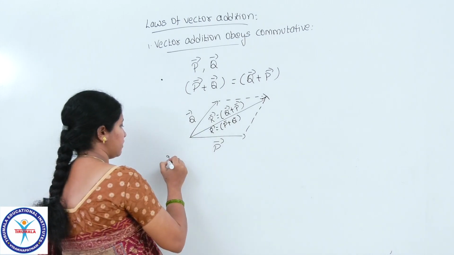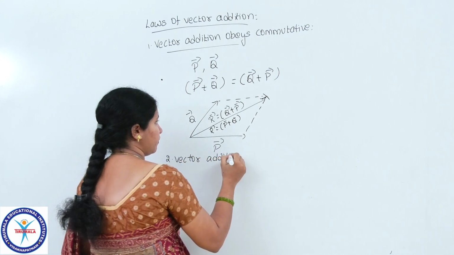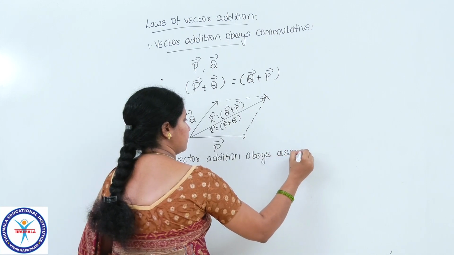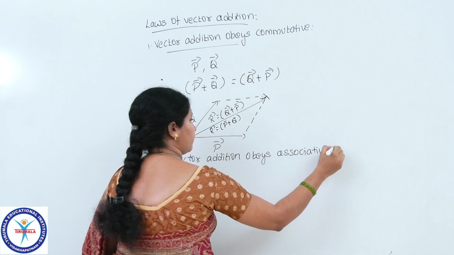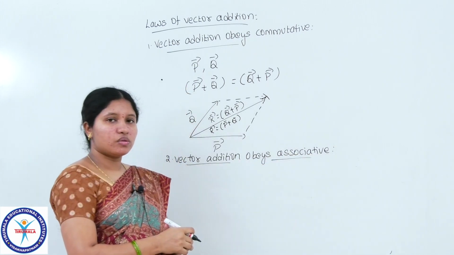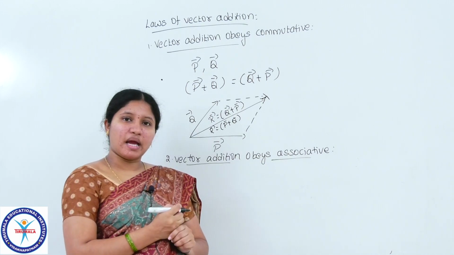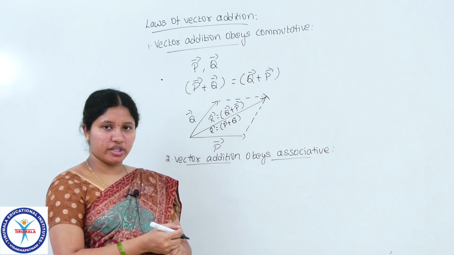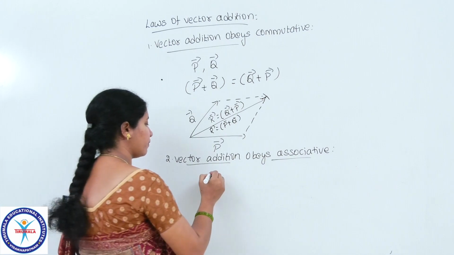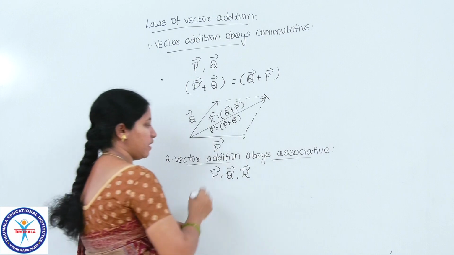So, the next one is vector addition obeys associative law. So, vector addition obeys associative law. So, addition of number of vectors, the resultant obtained is independent of the order in which they are added. So, I am considering three vectors p bar, q bar and r bar.